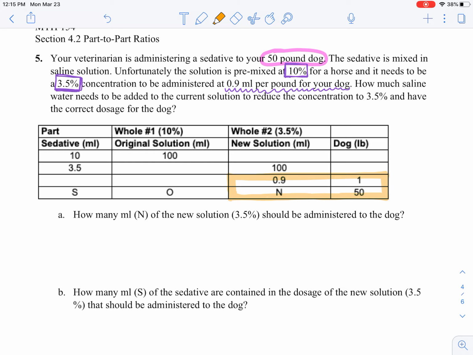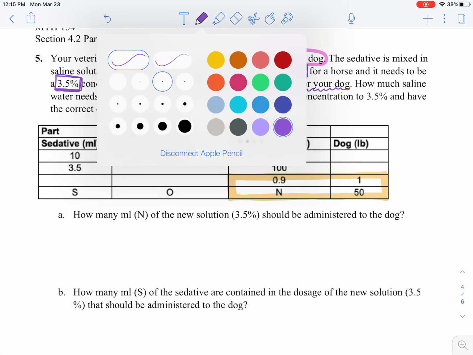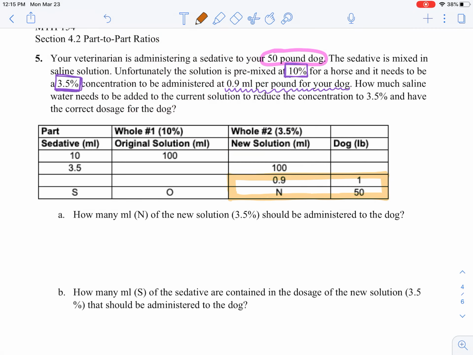How many milliliter of the new solution, 3.5%, should be administered to the dog? Okay, so look at what I highlighted in orange for you. Just create a proportion using those 4 numbers. So 0.9 over N equals, notice where I got those, right? 0.9 over N, that equals 1 over 50.